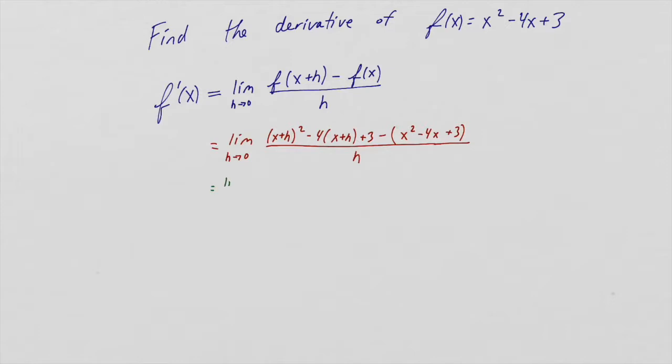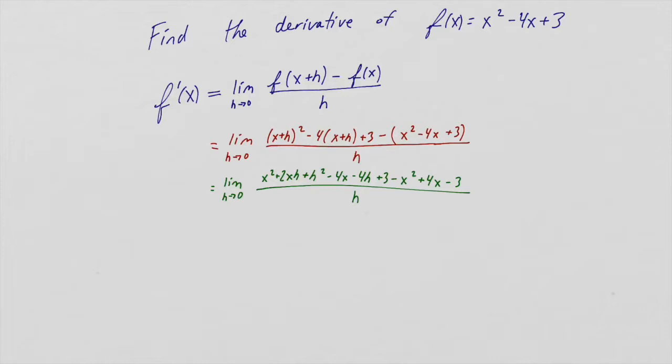This is going to equal the limit, I'm just going to simplify this, as h approaches 0. And let's do some of our math here. x plus h squared is going to be x squared plus 2xh plus h squared minus 4x minus 4h. We've got to make sure we distribute that negative there. Plus 3, and we're going to distribute the negative here, minus x squared plus 4x minus 3, all over h.